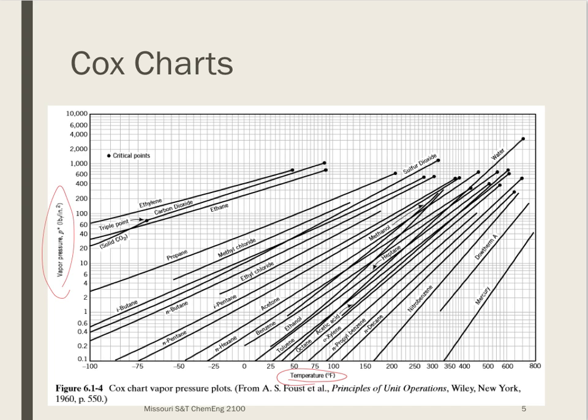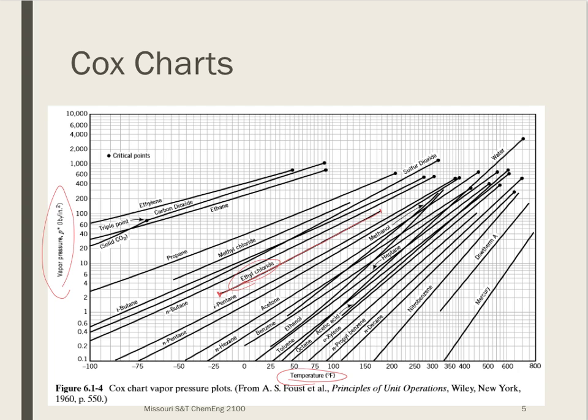And so let's say you wanted to look at maybe ethyl chloride. Ethyl chloride, it's going to start and stop. This would be, say, the triple point. This point here is going to be the critical point. Vapor pressure can only exist between those two values, and it will be a straight line.